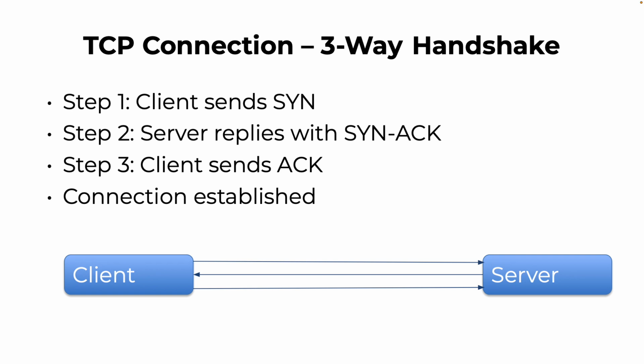Okay. So step one is the client sending SYN. Step two is the server acknowledging that and sending a response of SYN-ACK. Once the client has received a SYN-ACK from that particular server, the client responds back with an ACK. That means it has also acknowledged what the server has said. After this three-way handshake, the connection between the client and server is established.